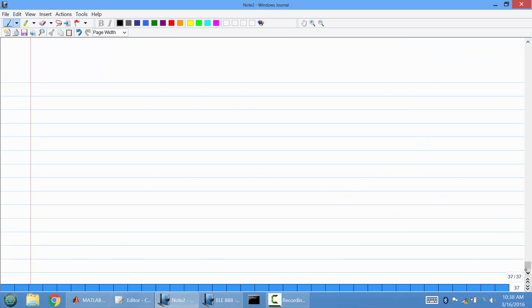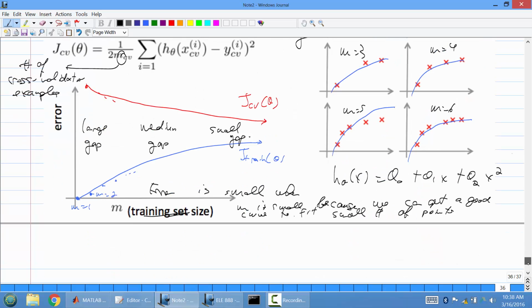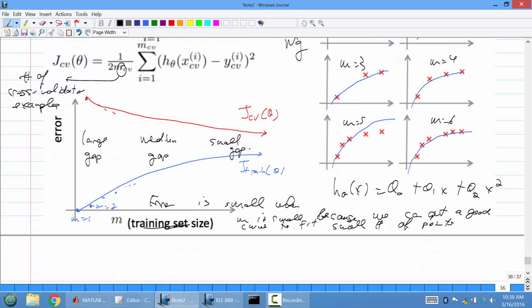And we do expect the error to increase over time, because you have a bunch of variability here, and fitting a parabola through all of them is probably not going to give you the best results. So this is the ideal case: a large gap at the beginning, a medium gap in the middle, and a small gap towards the end.